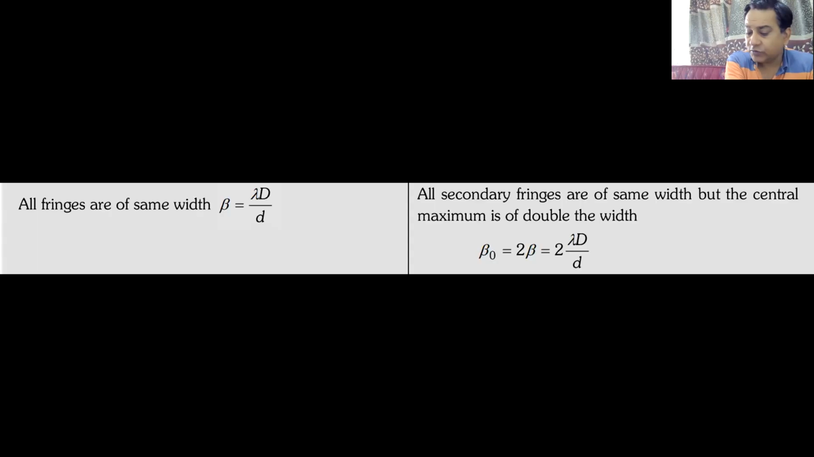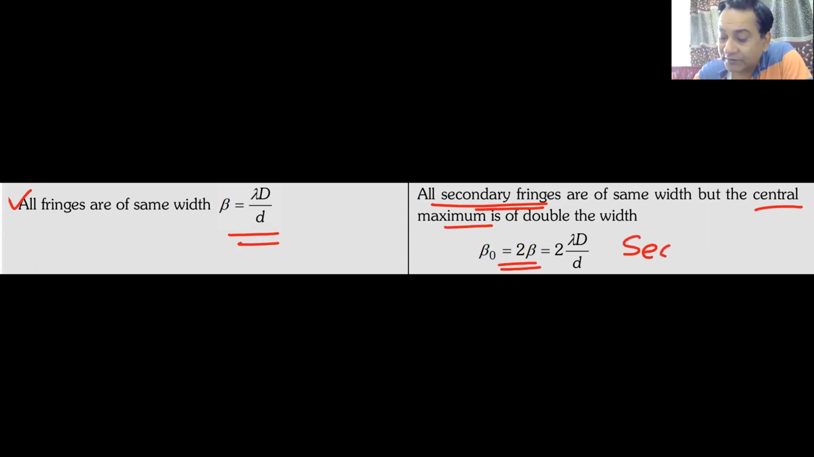Then I keep on going again. The point that I'm showing you is not given in your sheet, it is given, it is double, but here is the value. All fringe widths in the case of interference are of the same width. Look at the screen, it is lambda D by d. Here all secondary fringes are of the same width, but the central maxima is of double width. All the secondary ones have the same fringe width as beta, which is lambda D by d, but the central maxima has double the fringe width. Do we understand this?